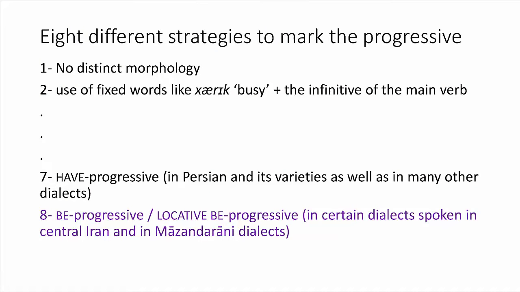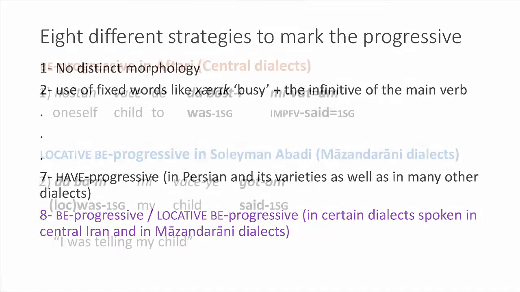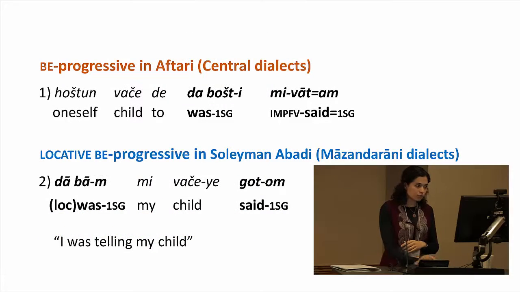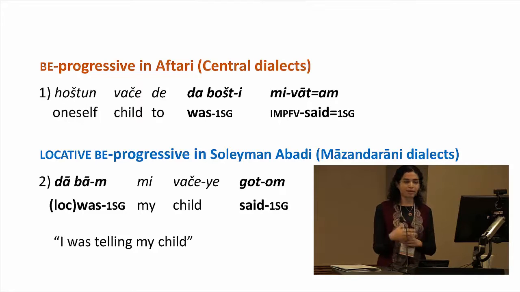One of them is in fact half progressive, that is in Persian and its varieties, as well as in many other dialects. Some languages spoken in Iran don't have any distinct morphology to mark progressive. Some others use fixed words like kharik in some Kurdish languages, the infinitive of the main verb, and also some more strategies to mark the progressive. What is important for this study was a group of languages in central Iran and in Mazandarani dialects that use be progressive or locative be progressive. So they use either be or locative be as the auxiliary, and then they have the main verb.